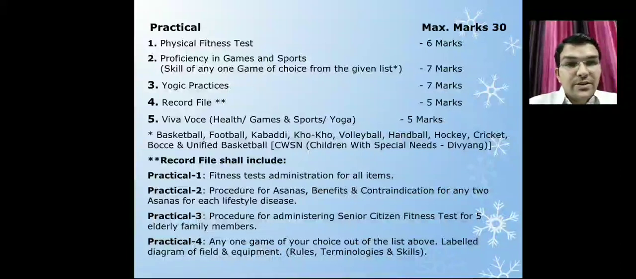Now, how to prepare the record file. In the record file, the students have to explain fitness test administration of all the items. Now, the fitness test is related to the tests and measurement unit. We'll discuss that in that particular class. The second practical: the procedure of asanas, benefits and contraindications of any two asanas for each lifestyle disease. We'll discuss further in our specific class. Practical 3: procedure to administer the senior citizen fitness test for 5 elderly family members. We will discuss the procedure in the specific class for it. And the last is any one game of your choice out of the list given above, labeled diagrams of the fields and equipment, its rules, terminologies and skills.